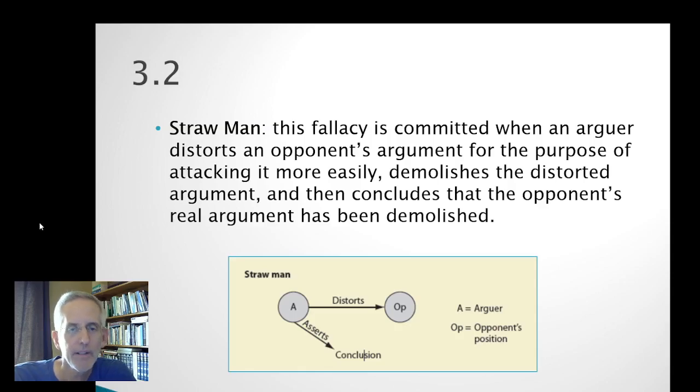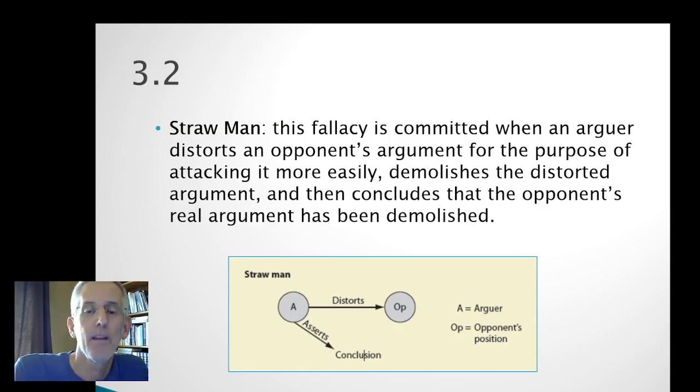Now we have straw man. So this fallacy is committed when an arguer distorts an opponent's argument for the purpose of attacking it more easily, demolishes the distorted argument, and then concludes that the opponent's real argument has been demolished. So it's called straw man because the idea is that you change the argument that was initially offered by your opponent to a weaker argument, or a straw man, meaning that it's easier to knock down a straw man, or like a scarecrow basically, right, than it is to knock down a living individual.